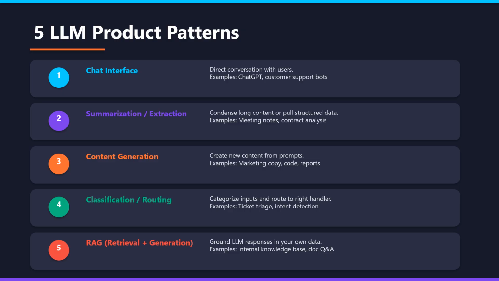So pro tip: most successful products combine multiple patterns, right? A customer support product might use classification to route, RAG to answer from docs, and chat for complex escalations.